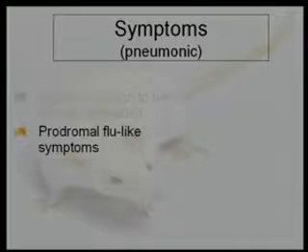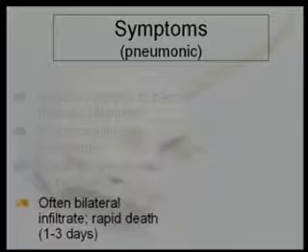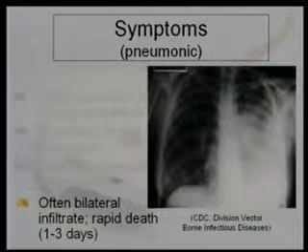Prodromal symptoms are flu-like. Okay? Rapid progression to hemoptysis, spitting blood, because it's very, very rapidly destroying the lung tissues. Not only that, remember, it inhibits coagulation. Okay? So they will be bleeding. Often bilateral infiltrate and rapid death within 1 to 3 days of acquiring pneumonic plague. Okay, in this case it's not bilateral, but it is often bilateral.